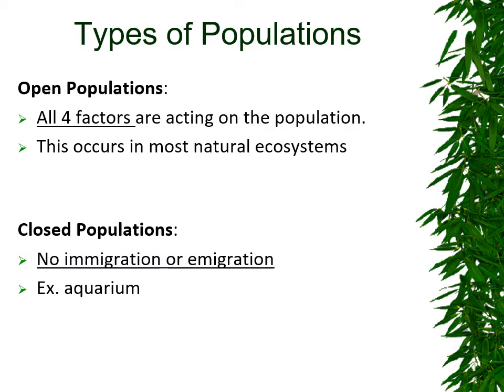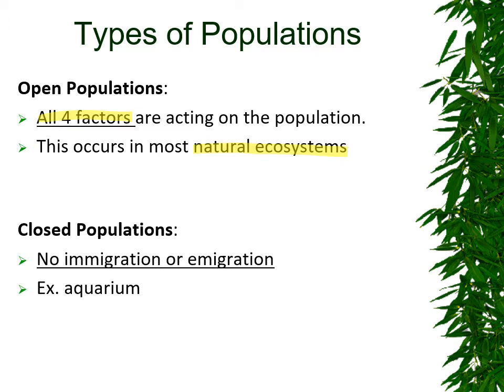When we look at types of populations, we have open populations versus closed populations. An open population is one where all 4 of those factors we just talked about can affect the population. This happens in a natural ecosystem, like a natural park or a national park. In nature, the animals can come and go as they wish. Births and deaths happen naturally.